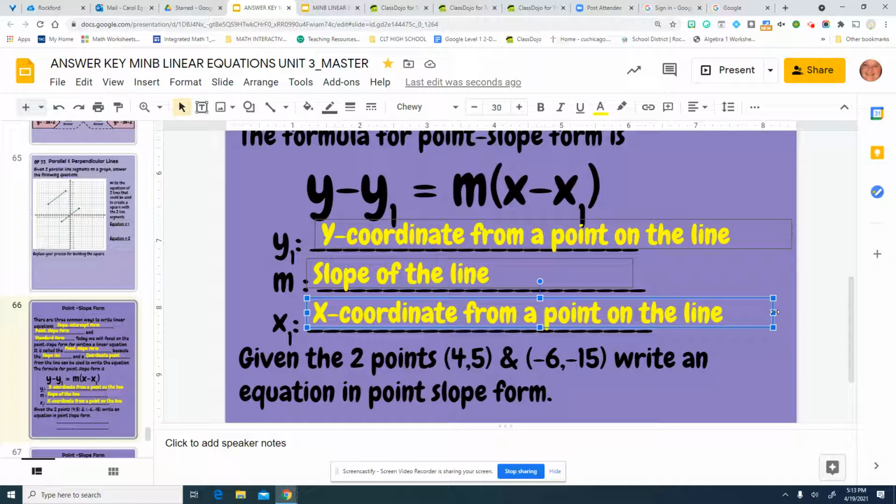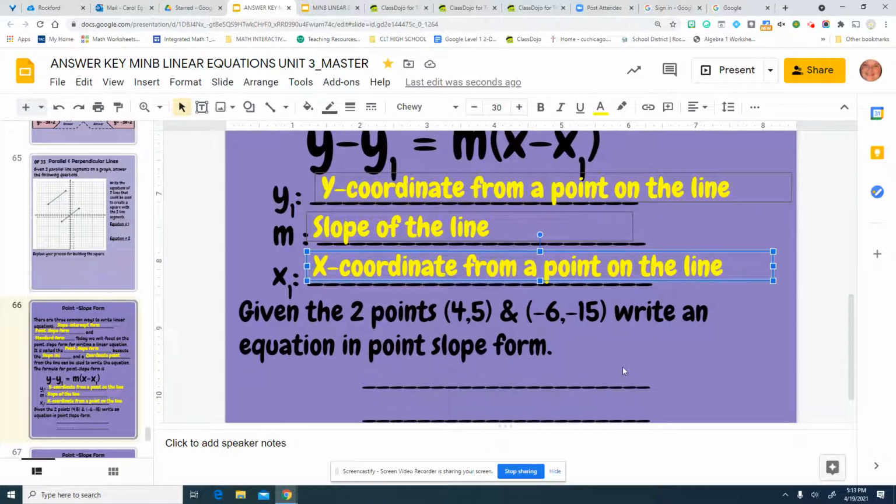So what does this look like? Say we're given 2 points, (4, 5) and (-6, -15). And we're asked to write an equation in point slope form. One of the things that should be in our toolbox at this point is how to find slope given 2 points. And that's our slope formula: y2 minus y1 over x2 minus x1.